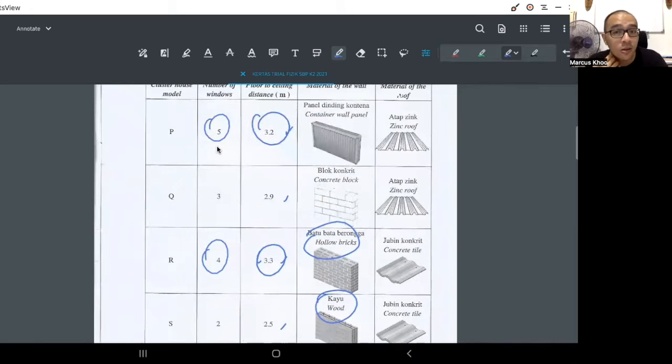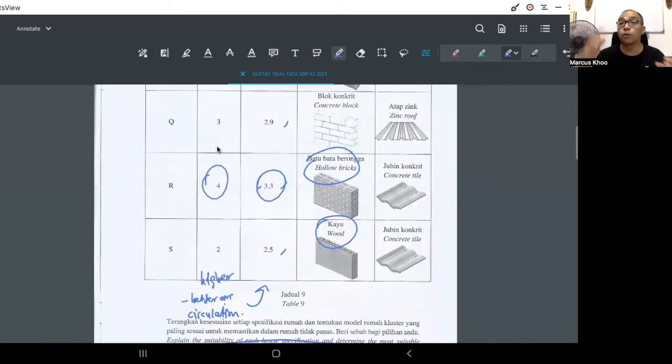Concrete, interestingly, concrete and container wall panel. Container is like metal container, so very low specific heat capacity because it gets hot very fast. Concrete also, which is actually most of our houses is made of concrete lah, kan? Or at least the blocks lah. Okay, it is very tahan lama, okay, concrete. But the problem is it has a very low specific heat capacity as well. Okay, so it will get hot very fast. So you want hollow bricks. Hollow, sebab dia ada ruang udara, so that gives better air circulation.